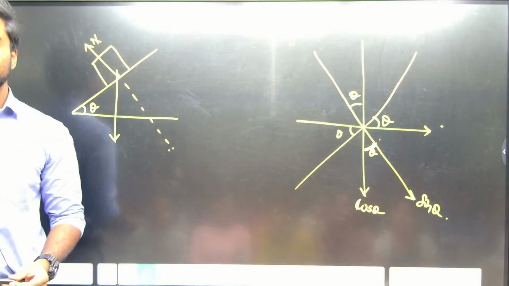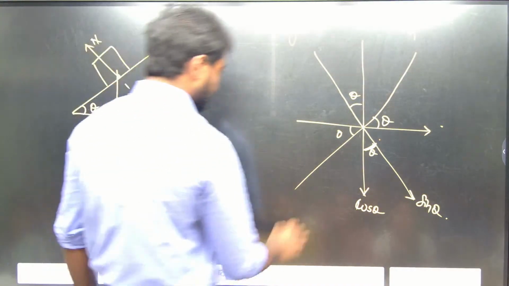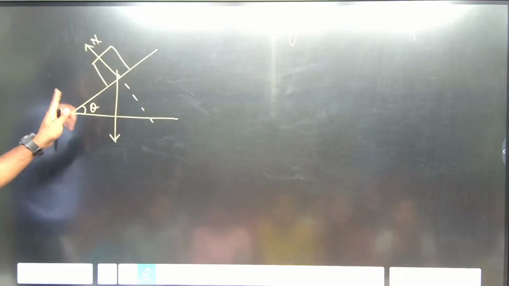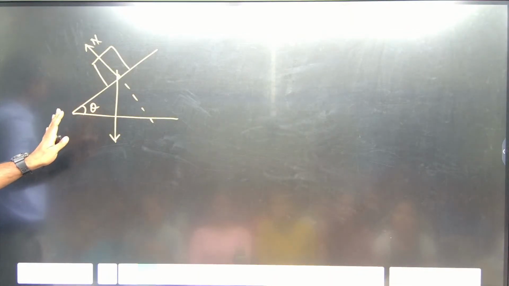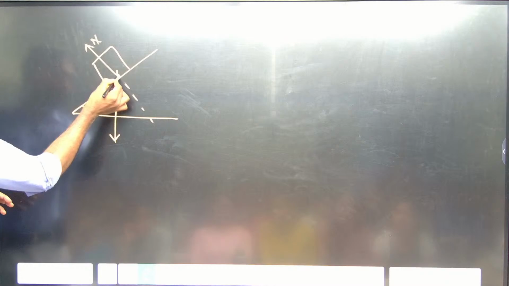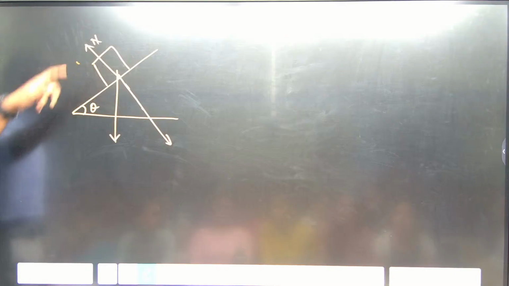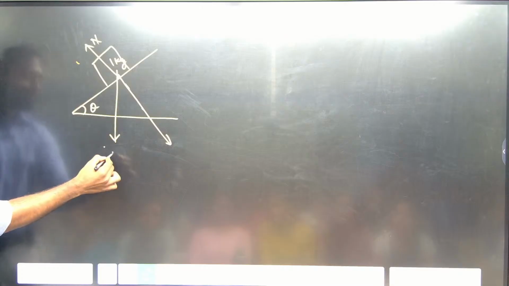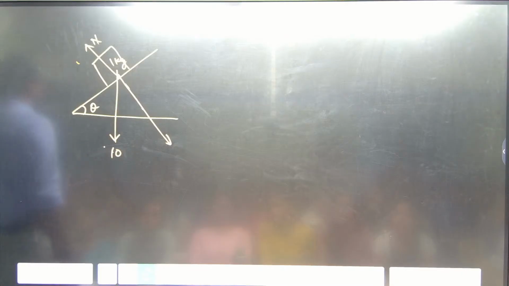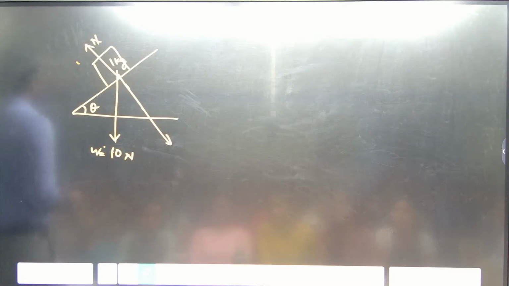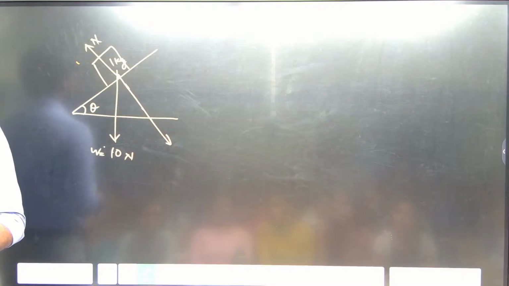Did you understand or not? Or should I explain once again? So is there any doubt here? If this is the question, I need to find what is the force which is equal to N. W I know, because mass I know, for example 1 kg, so this will be 10 Newton. This is weight, mass into gravity, mass is 1, gravity is 10, so mg is 10.